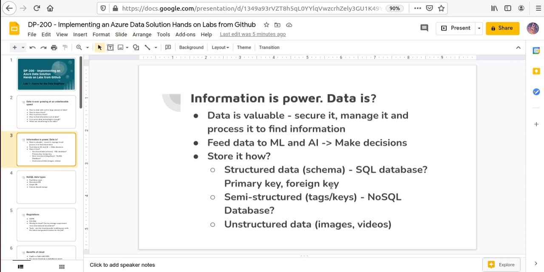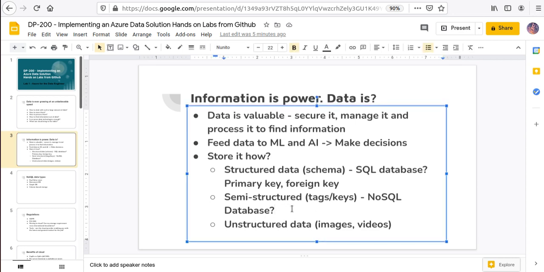Then comes the semi-structured data type. Here you have tags or keys, and NoSQL is a semi-structured database. And lastly, we can also have unstructured data. Just think about images and videos, and this data these days is becoming so abundant all over the world. We are now thinking about how to analyze, store and process this type of data.